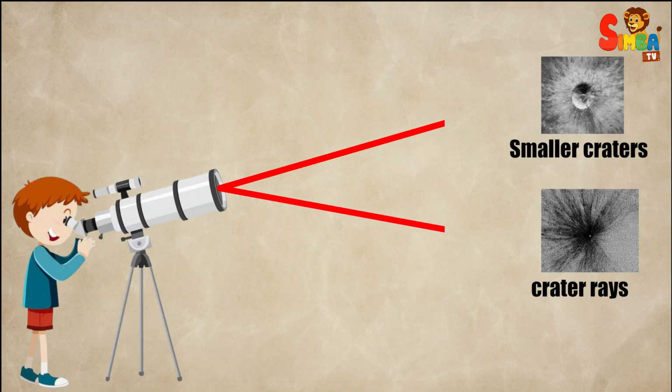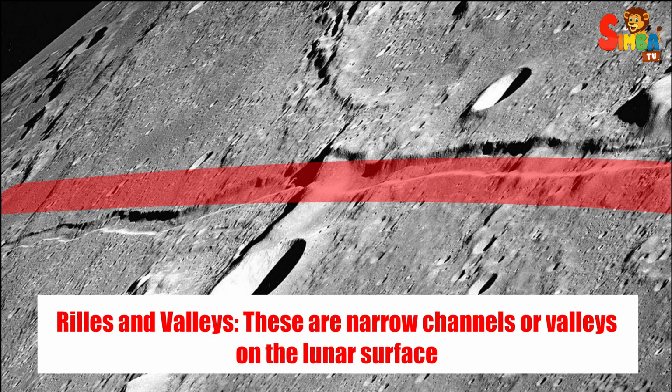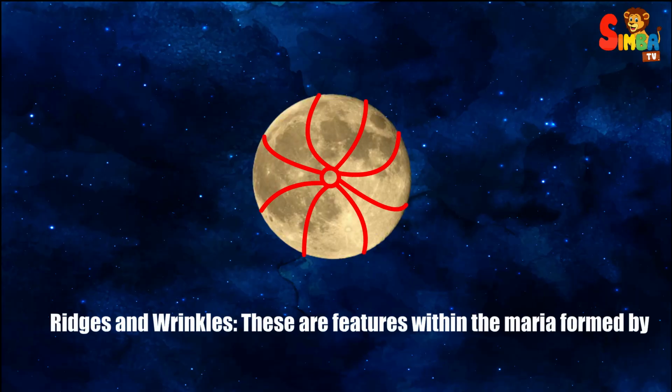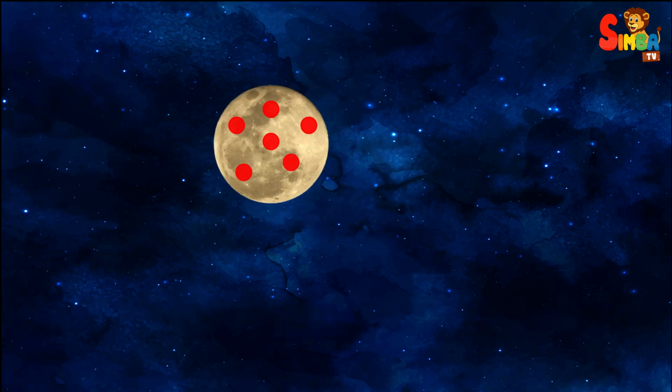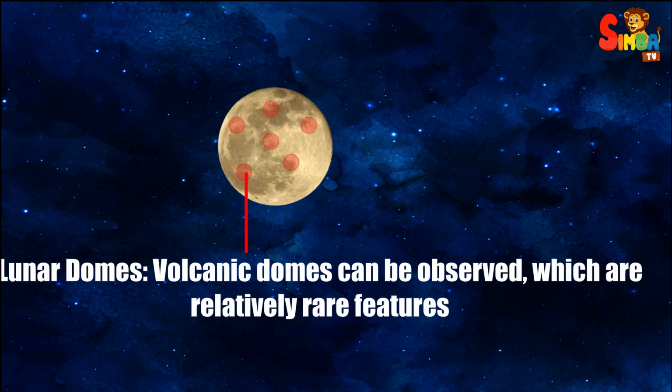Telescope observations. Detailed crater features, smaller craters, central peaks within craters, and crater rays, ejecta patterns, become visible. Rills and valleys. These are narrow channels or valleys on the lunar surface. Ridges and wrinkles. These are features within the Maria formed by tectonic forces. Lunar domes. Volcanic domes can be observed, which are relatively rare features.